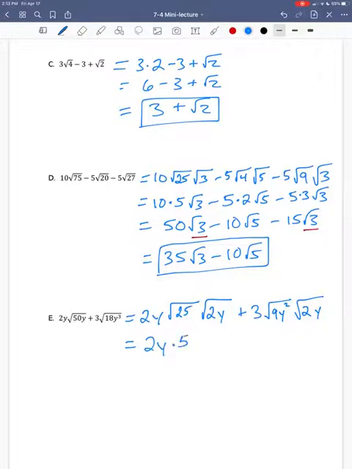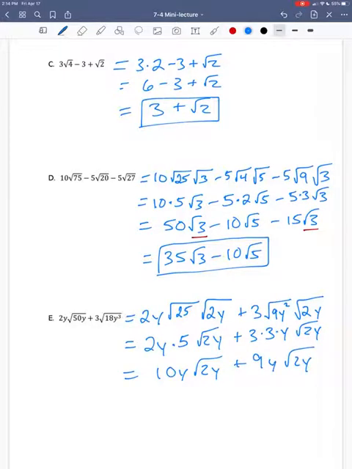So square root of 25 is 5. Square root of 9 is 3. Square root of y squared is y. So I get 10y square root of 2y plus 9y square root of 2y. And these are like radicals. I can even include the y's as sort of part of that. 10y plus 9y gives me 19y times the square root of 2y.